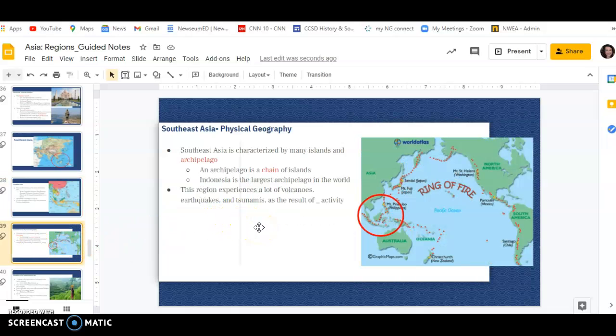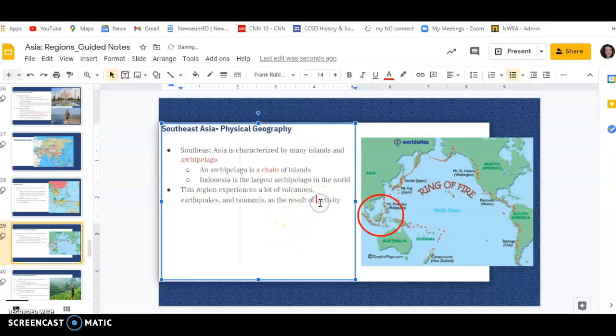This region experiences a lot of volcanoes, earthquakes, and tsunamis as a result of tectonic plate activity. All right, we talked earlier in the year about the Ring of Fire being particularly around the Pacific plate here. There's a smaller plate over here where we see particularly the islands of Southeast Asia were formed.